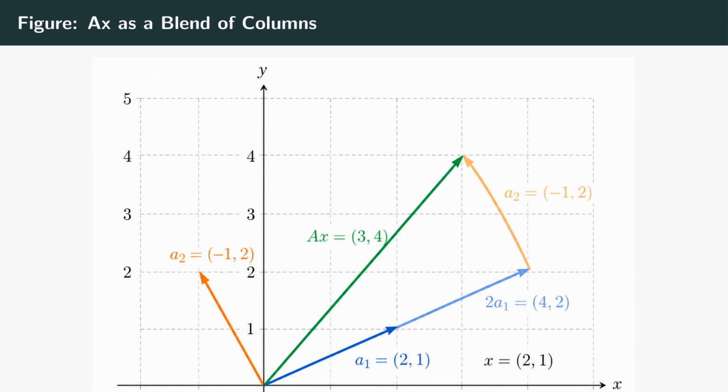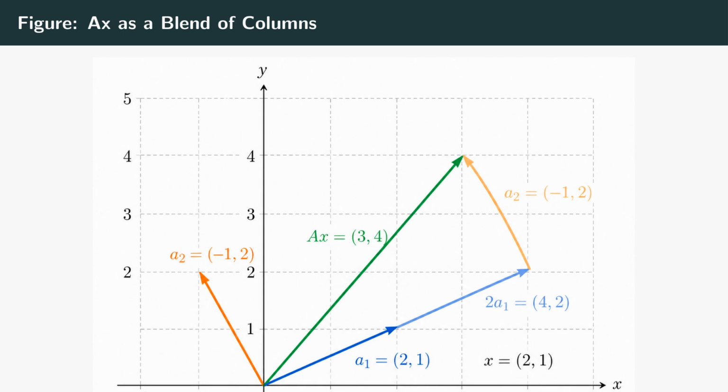Let's make the column viewpoint visual. On the grid, the two columns of a 2 by 2 matrix A leave the origin as 2 arrows, the first column in blue, the second column in orange. Now the vector x supplies the weights. Its first entry is 2, so we double the blue column. Its second entry is 1, so we take 1 copy of the orange column.